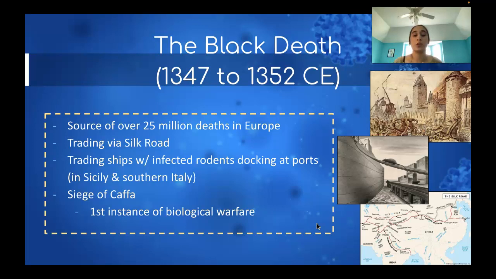This happened because there were infected rodents, specifically rats, on the ships, and they infected the sailors who docked at popular ports such as Sicily and southern Italy, and those sailors ended up infecting the people within those cities, and it just spread further because of that. And then the third main factor is the siege of Kaffa, which is known to be the first instance of biological warfare. It's when the Mongolian army laid siege to a Crimean city called Kaffa, and they catapulted plague-ridden cadavers into the city, over the city's walls.